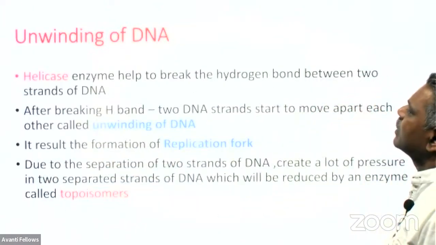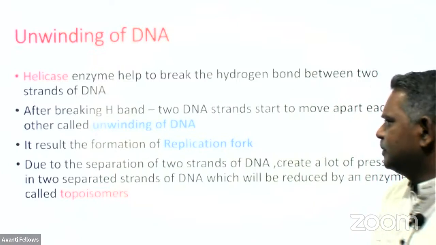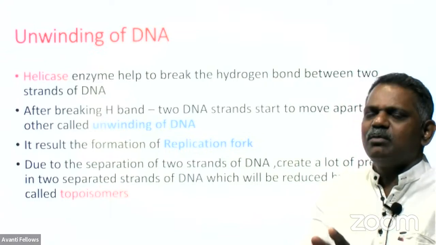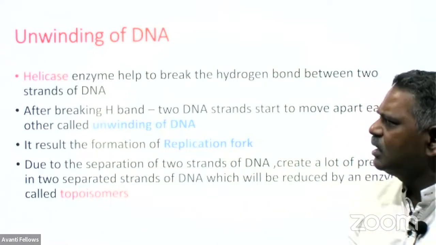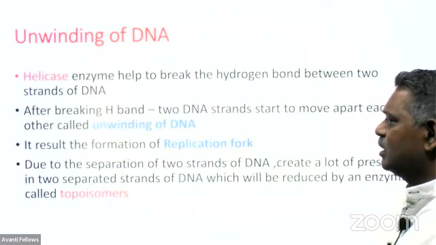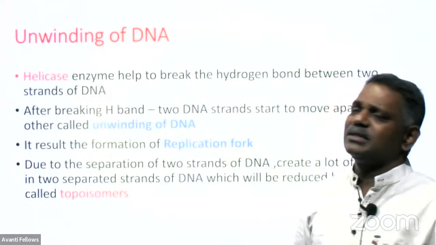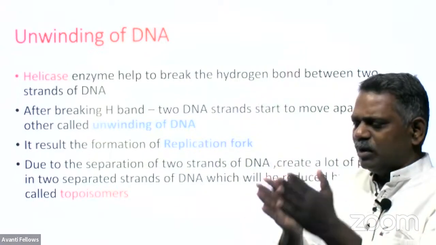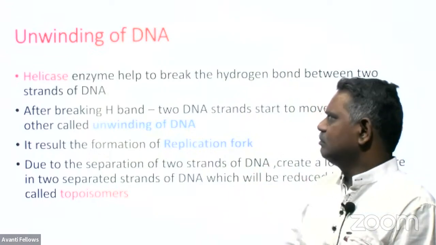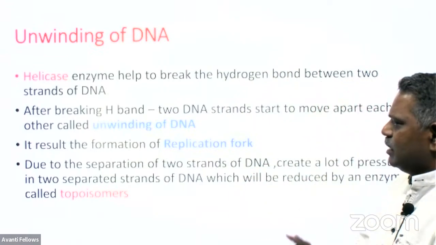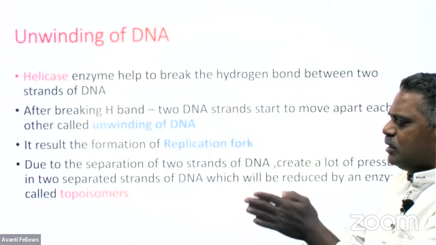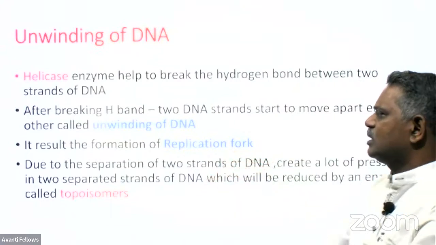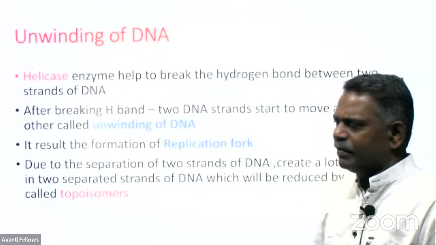And here we come to the unwinding of the DNA. Which enzyme helps in breaking the hydrogen bond and separating the double-stranded DNA? That is the helicase enzyme only. We discussed the role of this enzyme, helicase. This enzyme helps to break the hydrogen bond between the two DNA strands. And after breaking the hydrogen bond, these two DNA strands start to move apart from each other, and that we call the unwinding of the DNA.